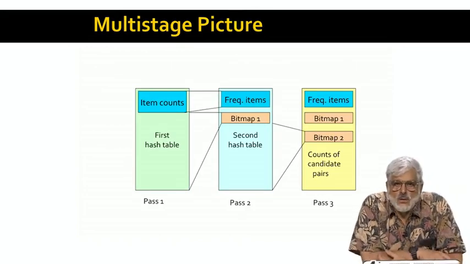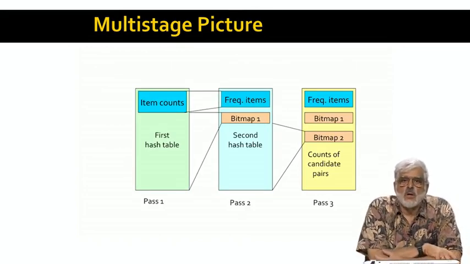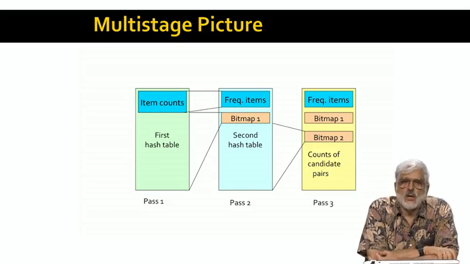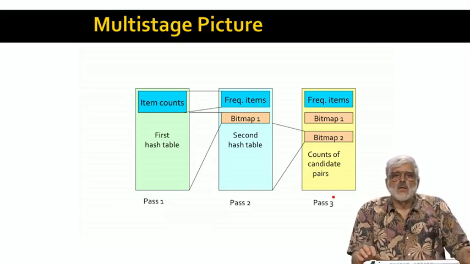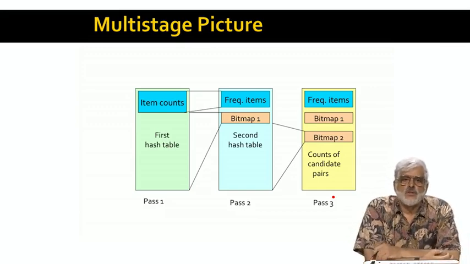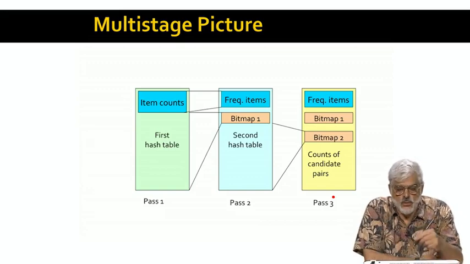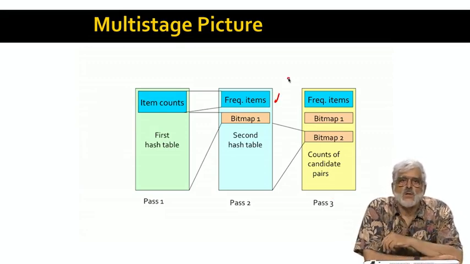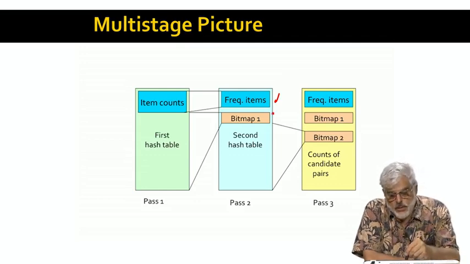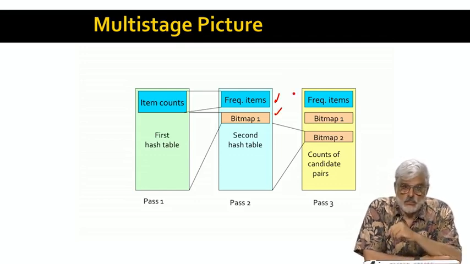So here's a picture of the 3-stage algorithm. As I said, the first pass is just like PCY. The second pass involves features from both passes of PCY. On this pass, we store the frequent items, that's this, and we summarize the buckets in a bitmap as before. We use both these features to establish which pairs are candidates on the second pass.